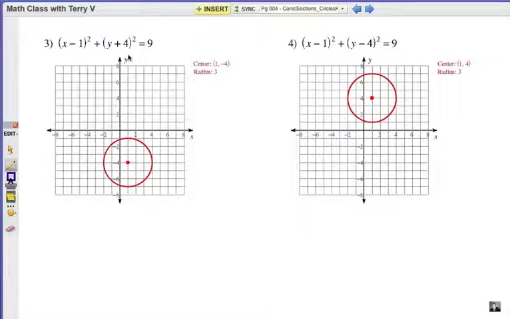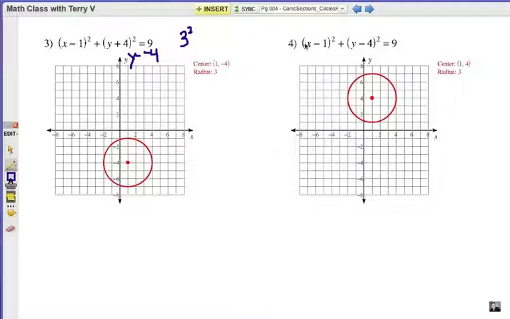For problem number 3, it says x minus 1, so your h value is a positive 1 right there. And y plus 4 needs to be rewritten as y minus negative 4. And so your negative 4 is going to be your k value. Center is located at 1, negative 4 right there. And the radius is 3 because 9 is really 3 squared. I'm sticking with perfect square numbers here to keep it easy. I will challenge you later on with some other ones that won't quite be so easy.